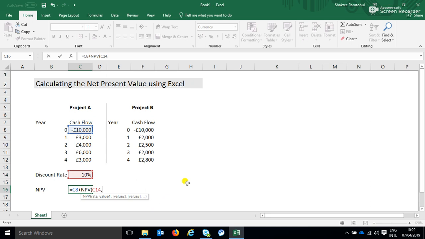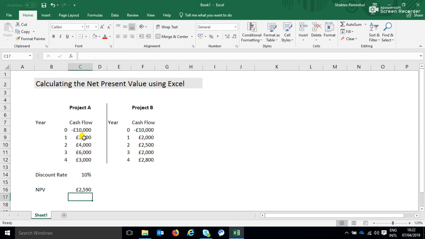And for the values, when calculating the net present value, we have to take the inflows which happen in the future. So here, from years 1 to 4. And then I close bracket and I press enter. Now in my case, for Project A, the net present value amounts to £2,590. Great.